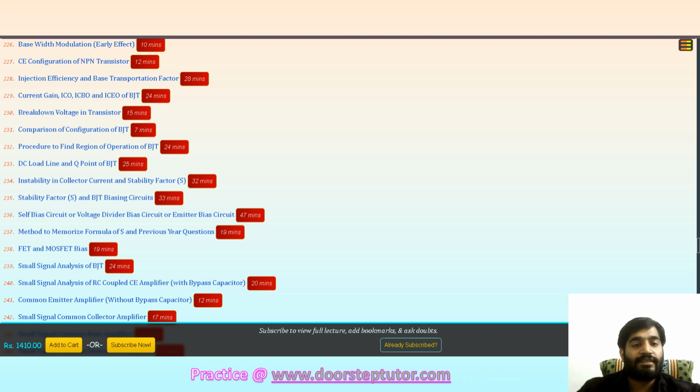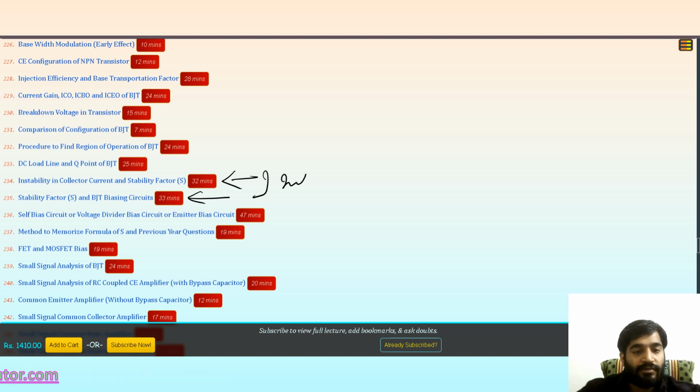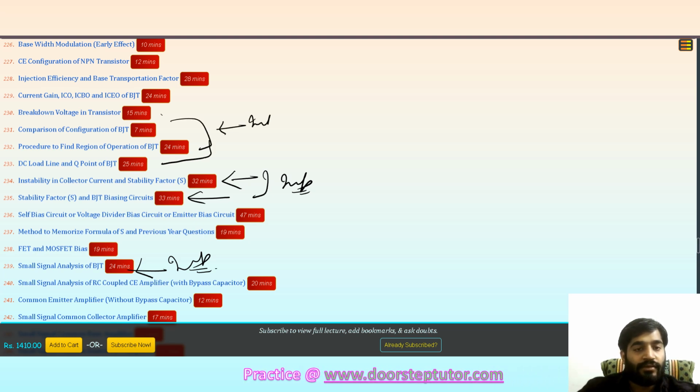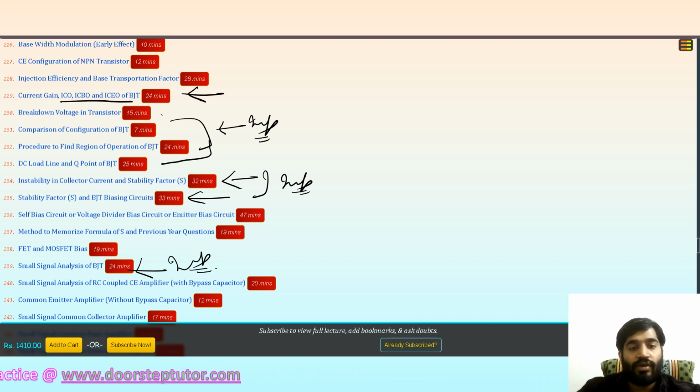Now if we see this, as I already told you, stability factors and these BJTs are the important part, because circuit and problems related to this BJT are asked in the exam. Clear? So this is the important thing here. Load line, your BJT. Okay. Also this one, the current gain, ICO, IBO, BJT. These all are the important things.